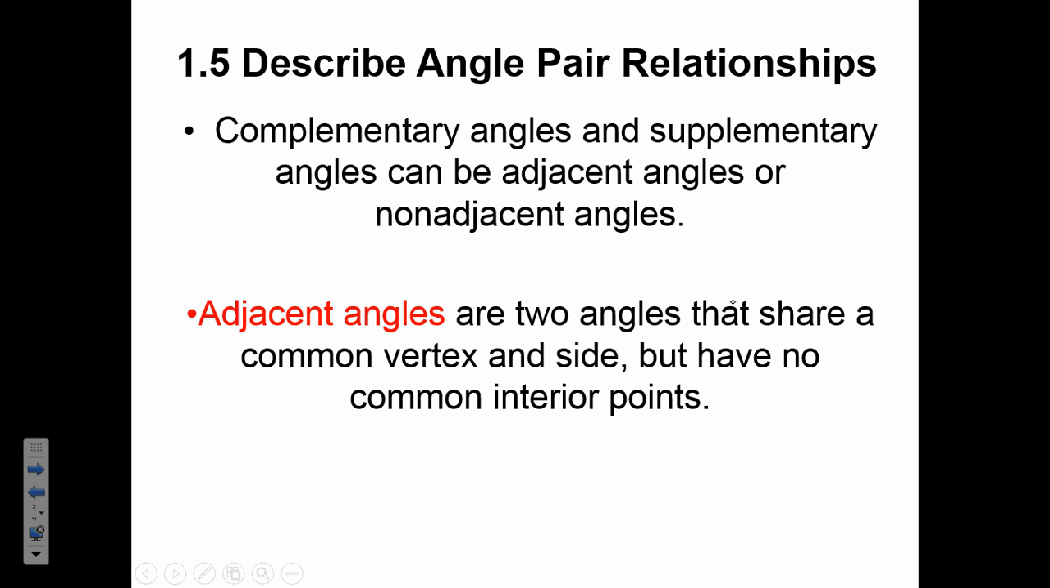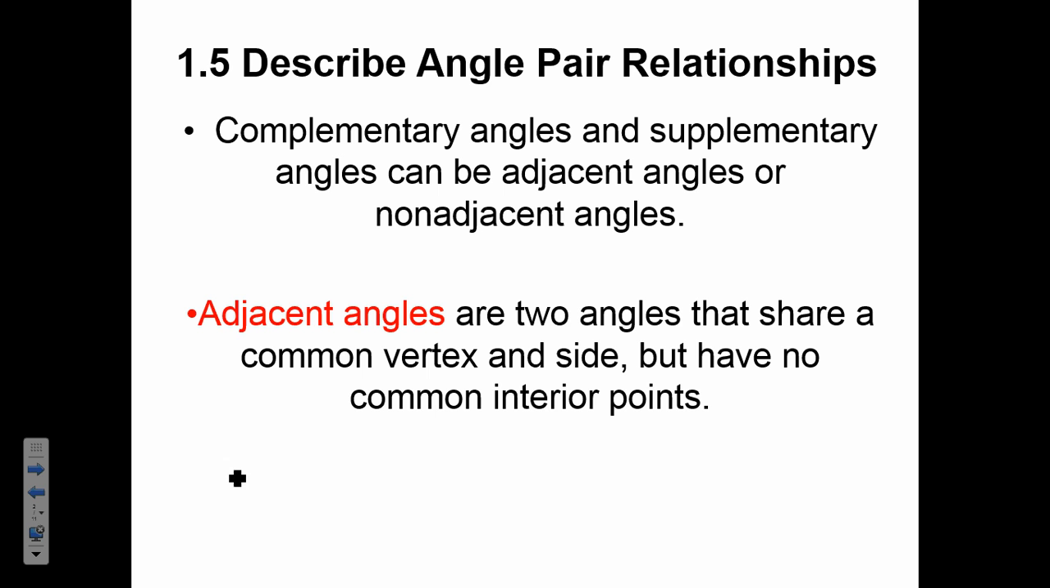Complementary and supplementary angles can be adjacent to each other, or they can be split apart. They don't have to be right next to each other. Adjacent angles are two angles that share a common vertex and a common side, but they don't have common interior points.